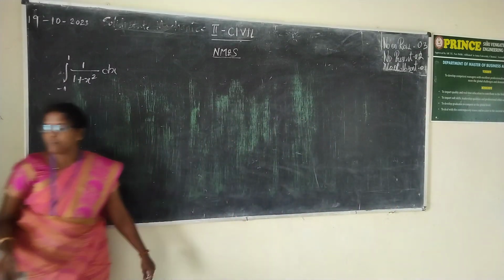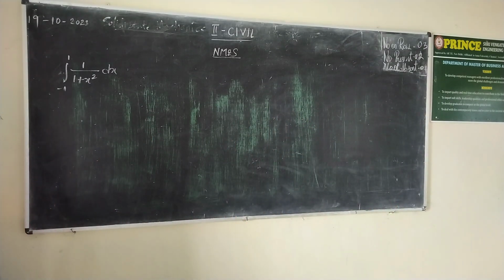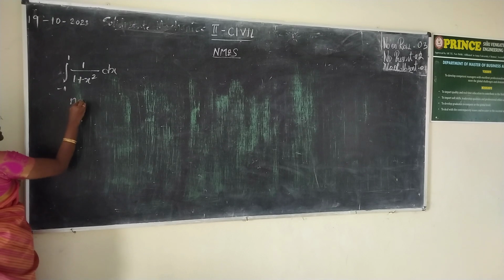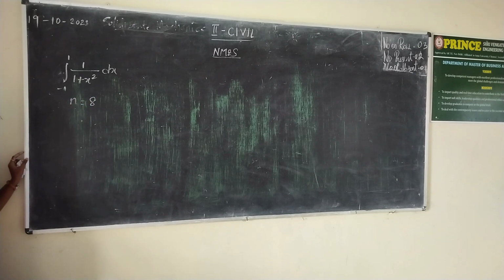Okay. So in some problems, the number of subintervals will be given. If it is not given, you can decide by yourself how many subintervals you are going to solve. Here, what is the number of subintervals given? 8 subintervals. So the notation for the number of subintervals is n. So you are given n equal to 8.